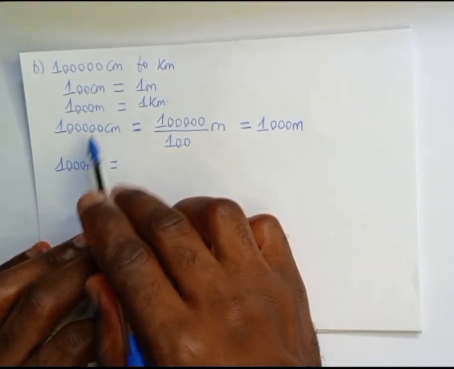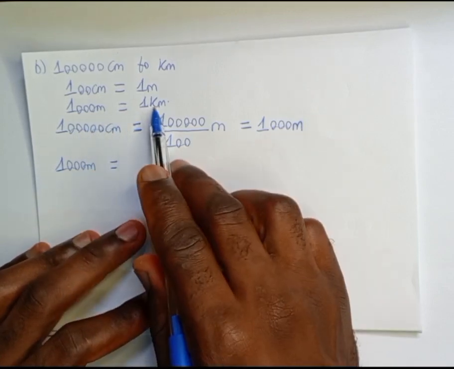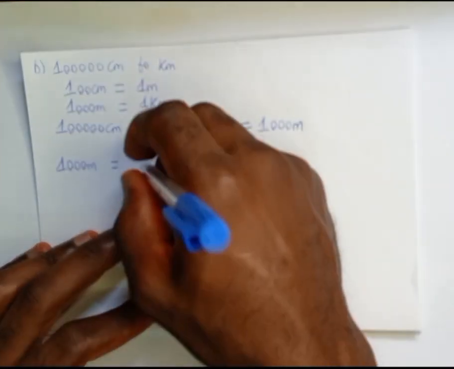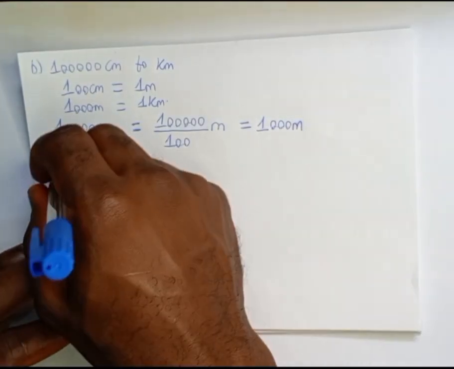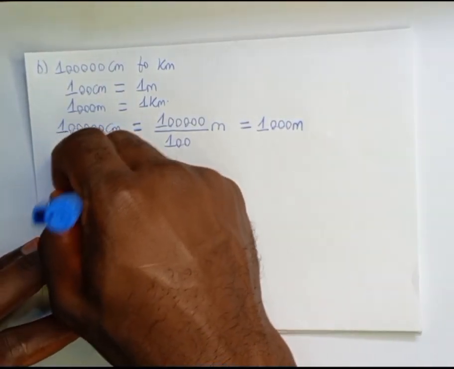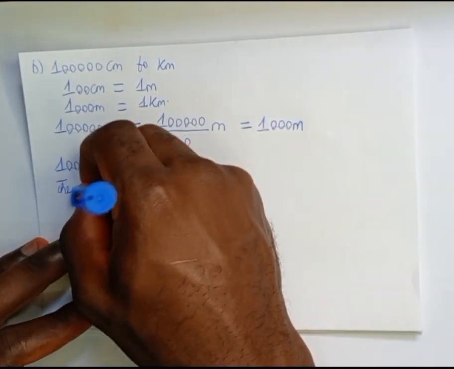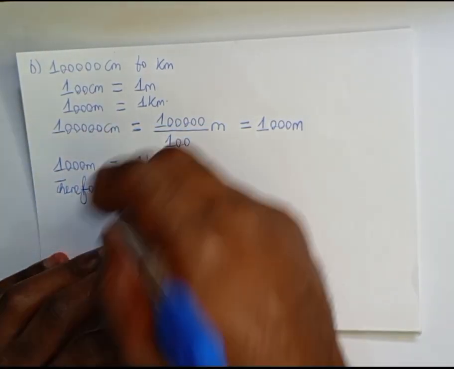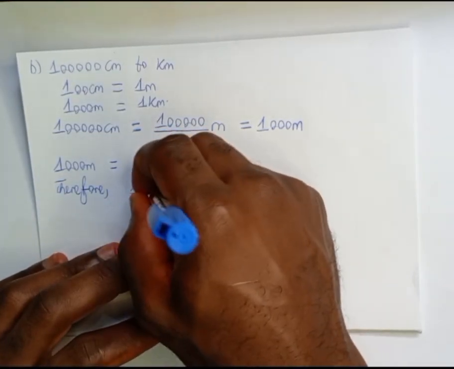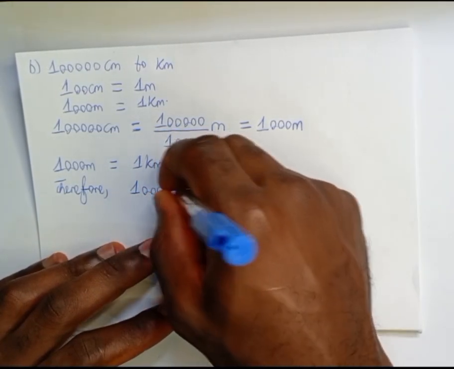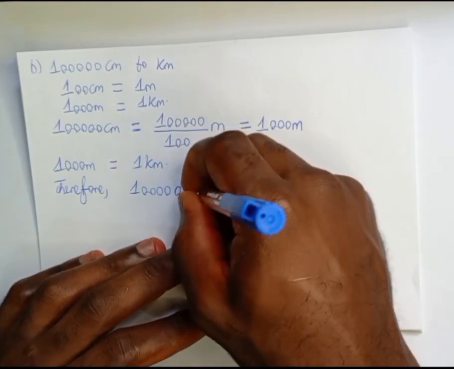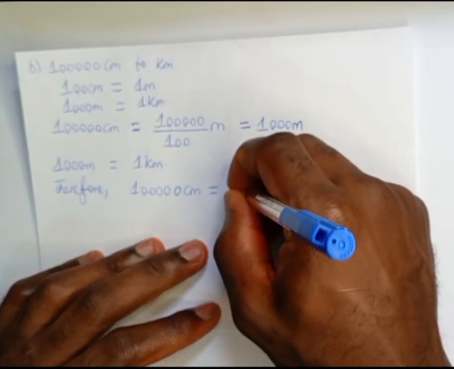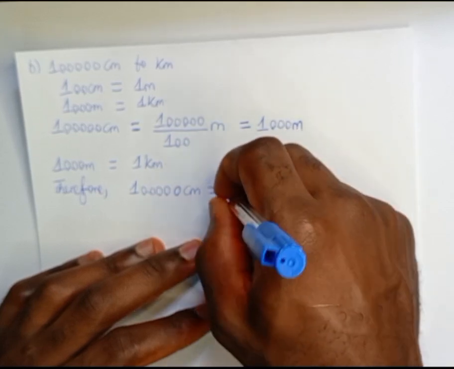Next, we have to convert 1,000 meters to kilometers. We know 1,000 meters is simply equal to 1 kilometer. So this will simply be equal to 1 kilometer. Then we conclude, therefore, 100,000 centimeters is equal to 1 kilometer.